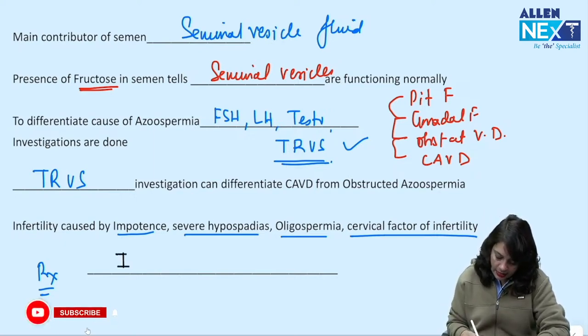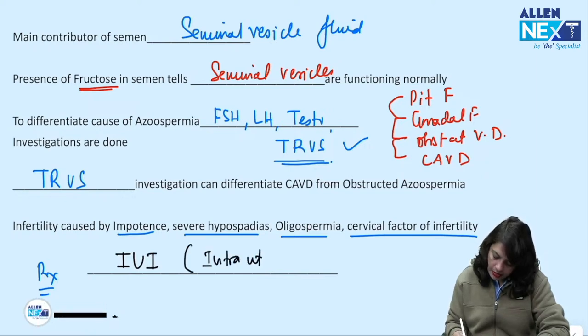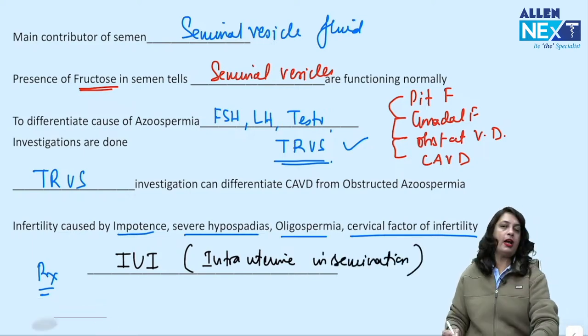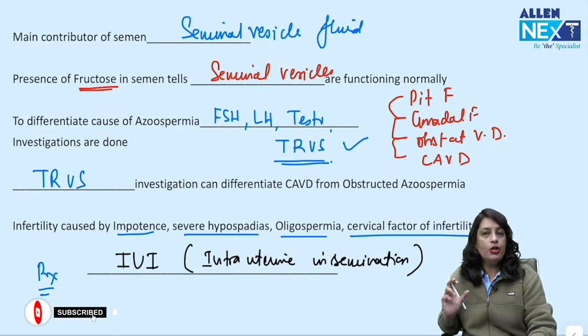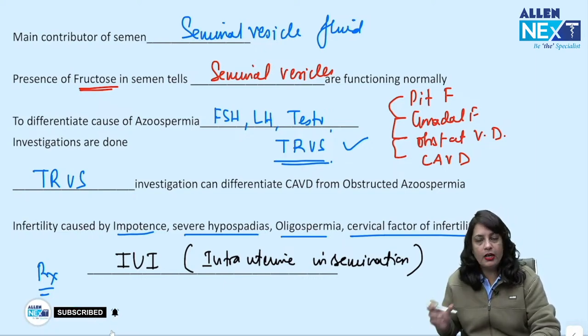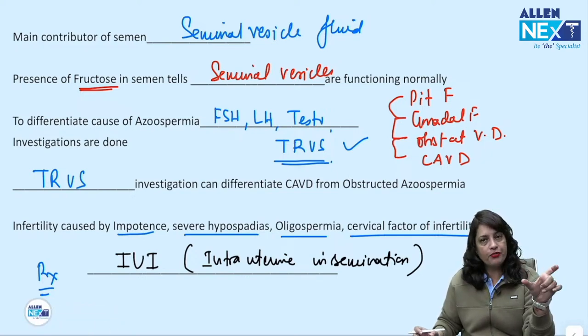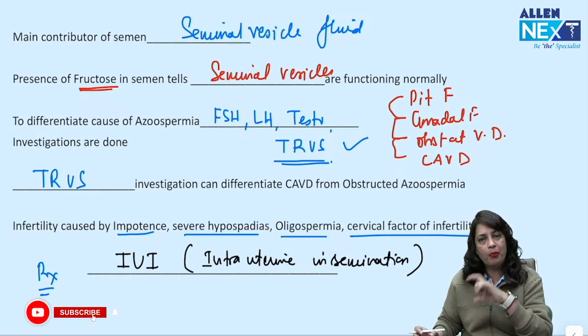Treatment in this case is IUI, that is intrauterine insemination. Friends, usually IVF is not done for these cases. IVF is a reserved treatment for tubal factor of infertility, that is bilateral tubal block.